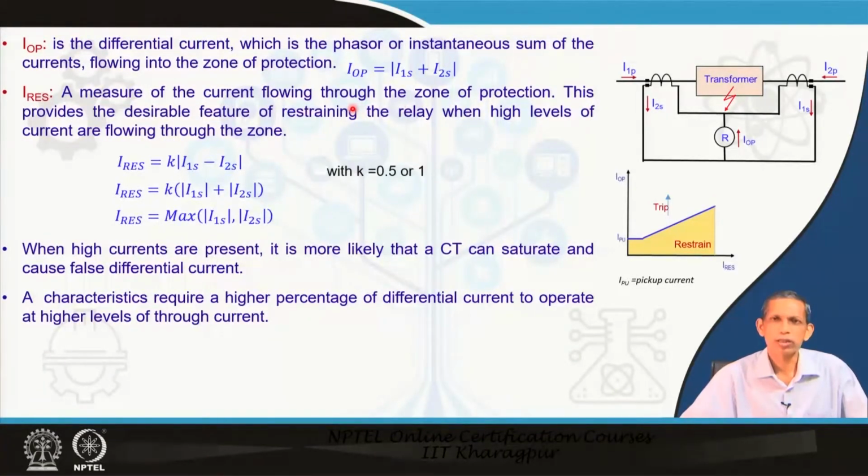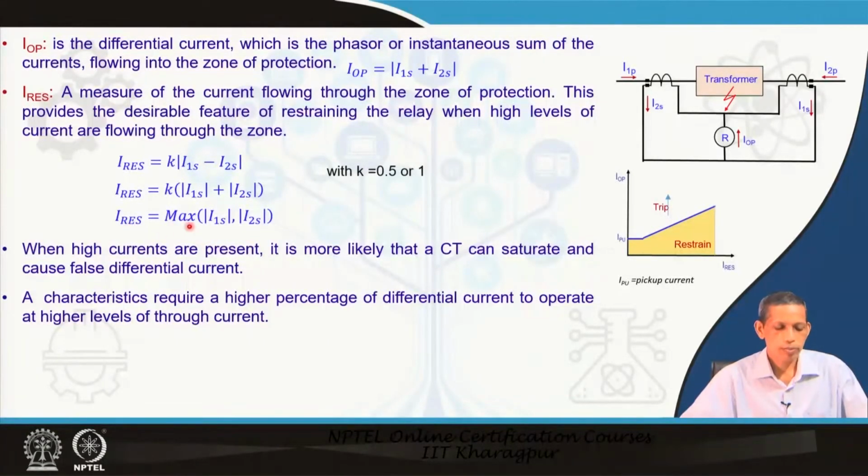If you see the literature, manufacturers generally provide 3 approaches for computing the I restraint. K is a factor. Differential current is I 1 s plus I 2 s, and restraint current is K into the modulus of I 1 s minus I 2 s. There is another approach of computing the I restraint: K into the mod of I 1 s plus mod of I 2 s, the magnitudes of current of both the primary side and the secondary side of the transformer.